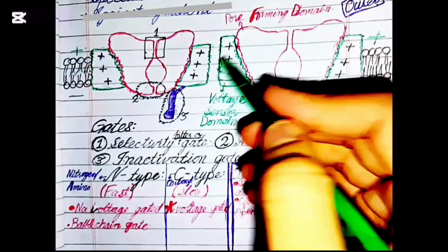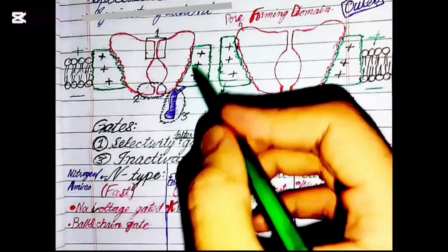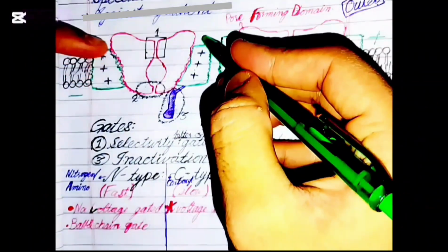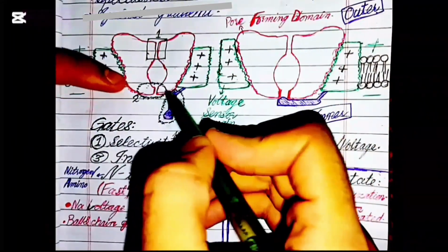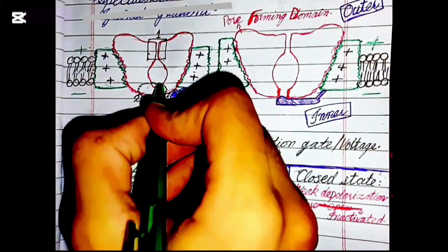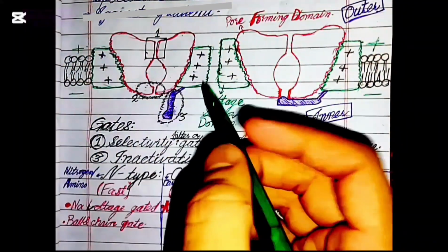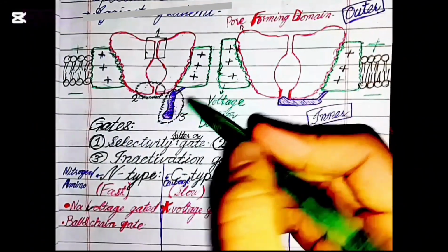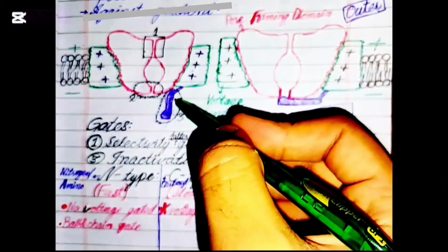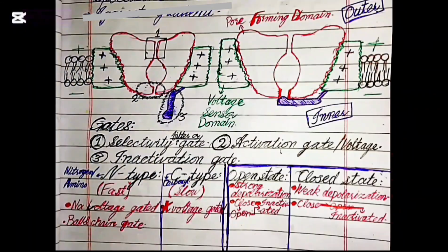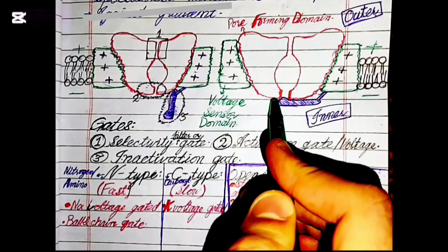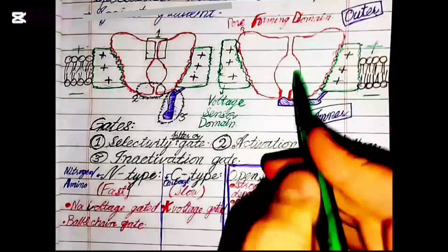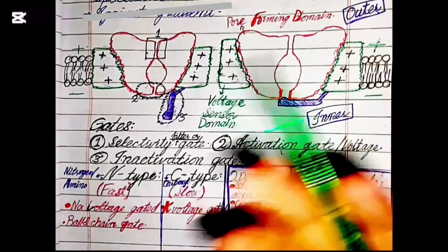The voltage sensor is positively charged, so when they repel each other, the voltage sensor goes up. As it goes up, the activation gate opens and the ion comes in. As the inactivation gate is attached to the voltage sensor, when the voltage sensor goes up, the inactivation gate starts slowly closing, and as very few ions come in, the inactivation gate gets closed. This is why the N type is also known as fast gates. They open and close very fast.